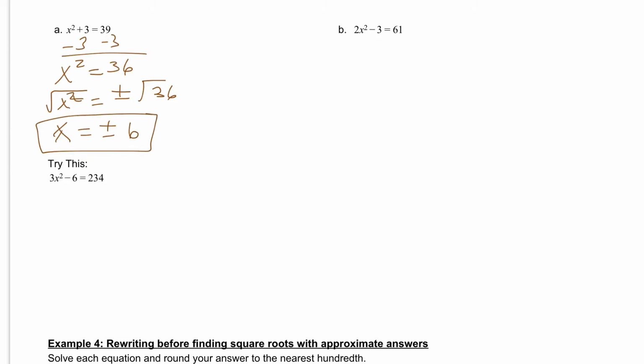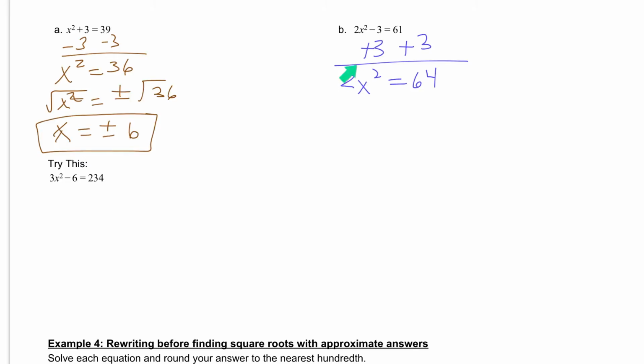Let's take a look at letter B. We have 2x squared minus 3 equal to 61. We have to isolate the x squared first before we can take the square root of both sides. So the first thing we have to get rid of would be the minus 3, and we can do that by adding 3 to both sides. That gives me 2x squared equal to 64.